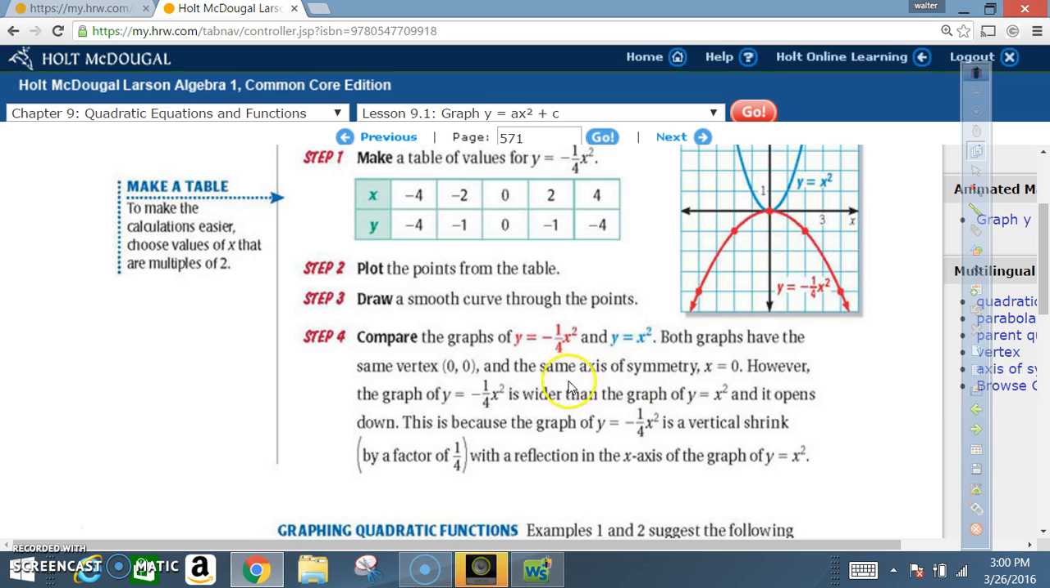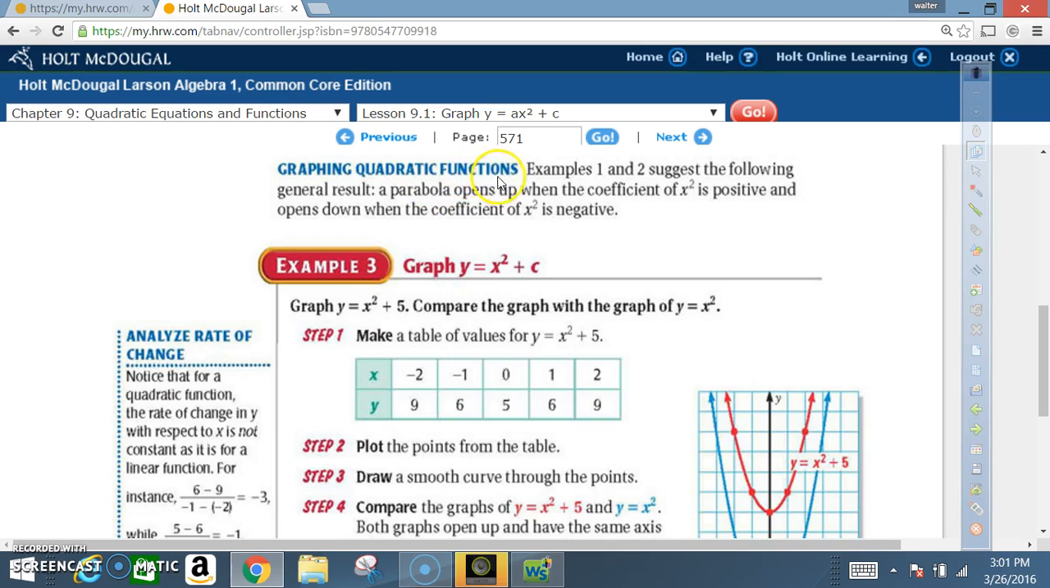And also notice that it opens downward. Why does it open downward? Because anytime the a value is negative, the graph is going to open downward. So on this red line here, this right here is my vertex. Here, my vertex is at its maximum. On the blue, on the parent graph, here my vertex is at its minimum.